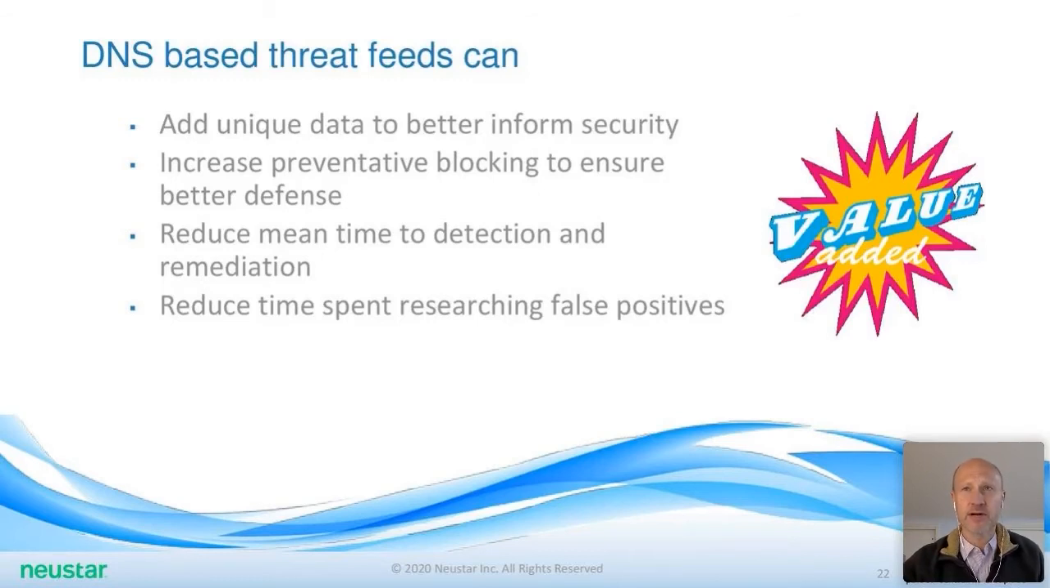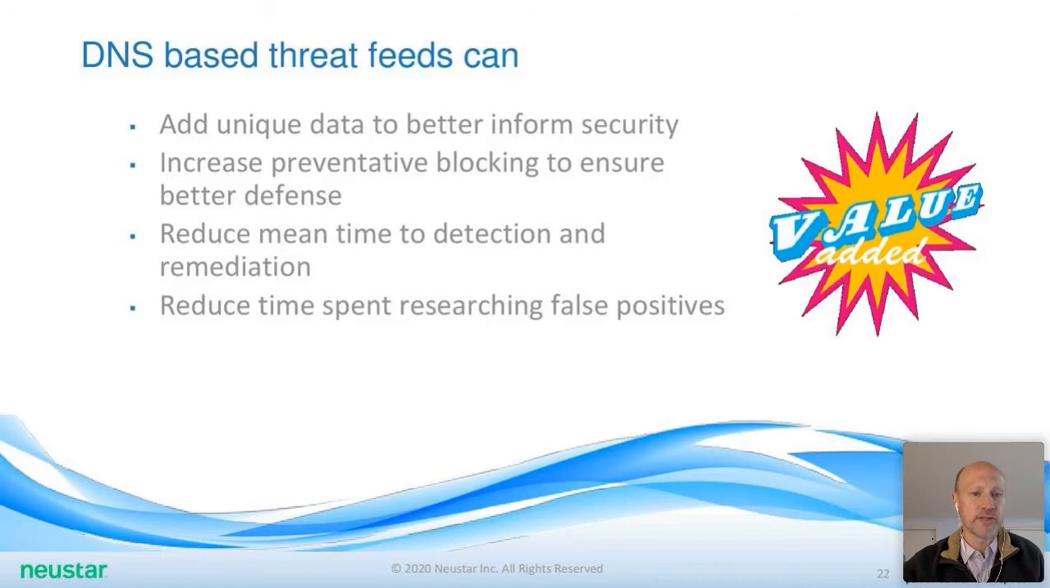One of the things we can do here is add unique data to better inform security. That's one of the interesting things about DNS threat feeds: by gathering different views, you can have multiple DNS threat feeds as well as add this to your existing data, and you can see new and unique sets of data. Of course, there's going to be some overlap, as DNS data is public and seen from various servers as it goes through the DNS tree, as Tom explained, but gathering DNS data from different sources will provide you a richer view of the landscape.